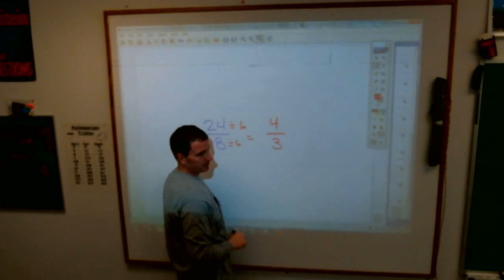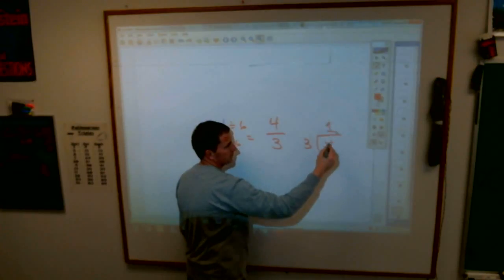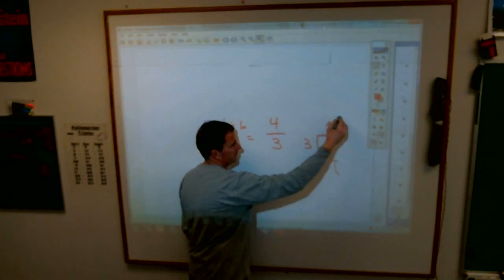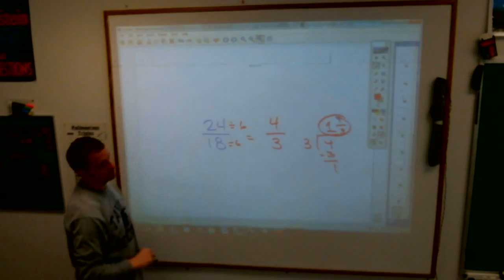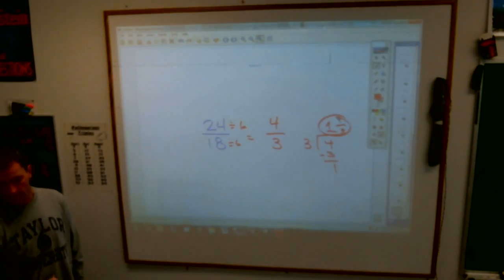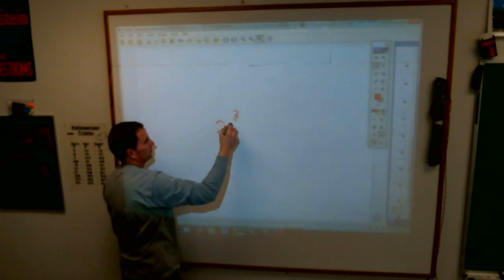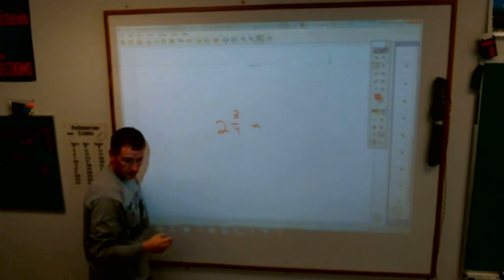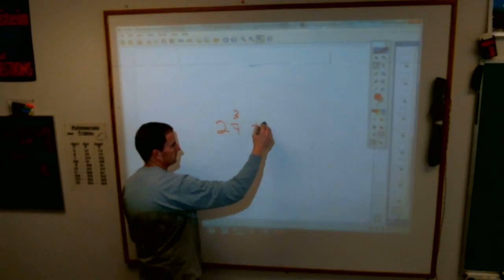What is 4 divided by 3? Well, you take 3 into 4, you get 1. Subtract, you get 1 left. 1 and 1/3. Or here comes an addition problem. 2 and 3/4 plus 4 and 3/4.